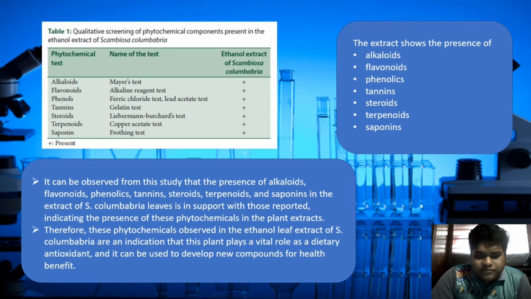It can be observed from this study that the presence of alkaloids, flavonoids, phenolics, tannins, steroids, terpenes, and saponins in the extract of S. columbabria leaf is in support of those reported, indicating the presence of these phytochemicals in the plant extract. Therefore, these phytochemicals observed in the ethanol leaf extract of S. columbabria are an indication that this plant plays a vital role as a dietary antioxidant, and it can be used to develop new compounds for health benefit.